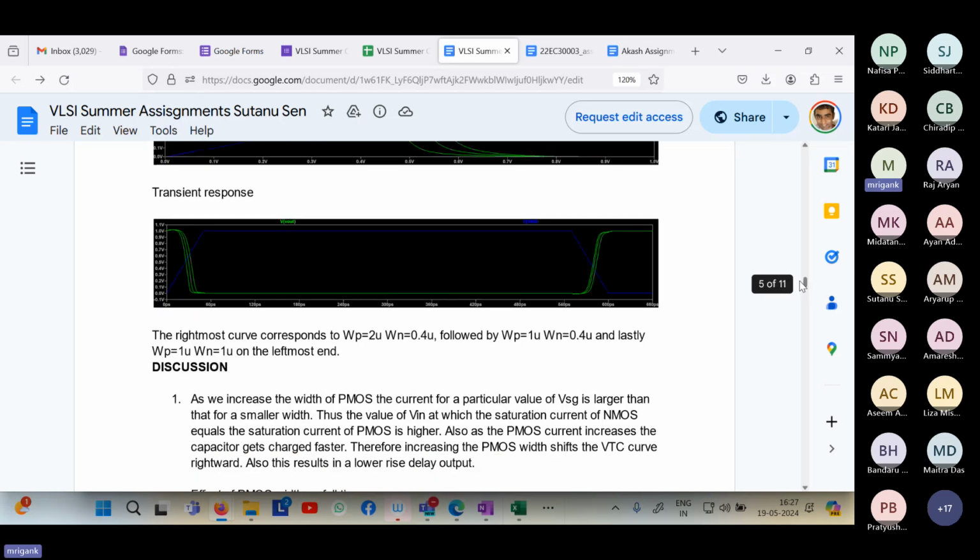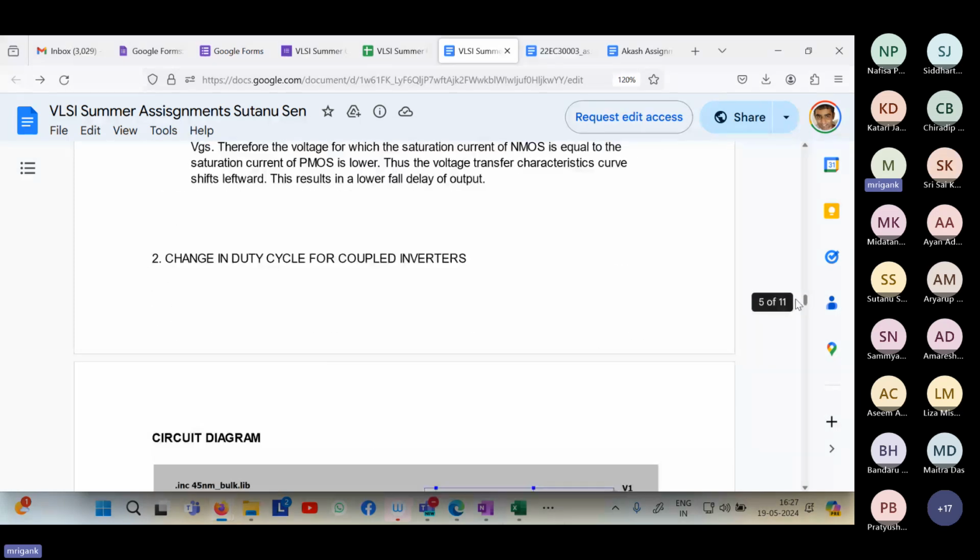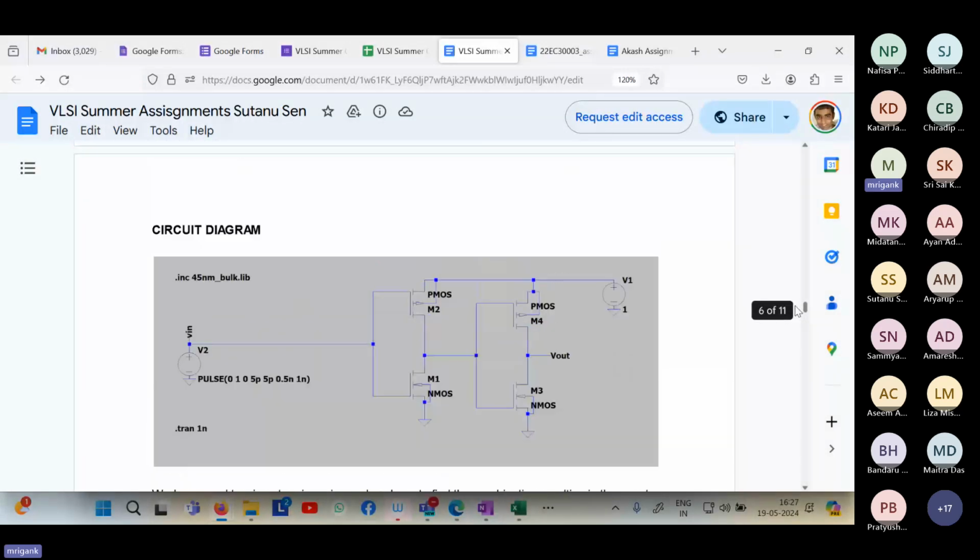Expected behavior is that if you have bigger NMOS, the fall time should improve. Weaker PMOS, you're reducing the PMOS dimension, rise time should degrade. That means rise time should increase. So that is remaining close only.